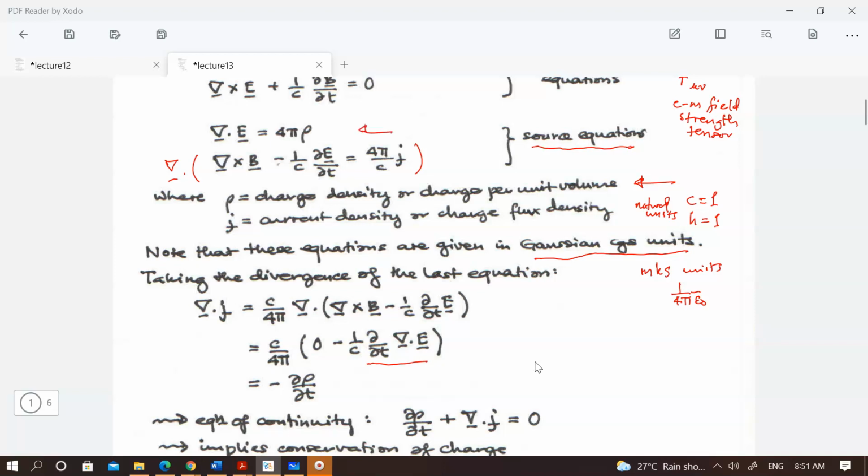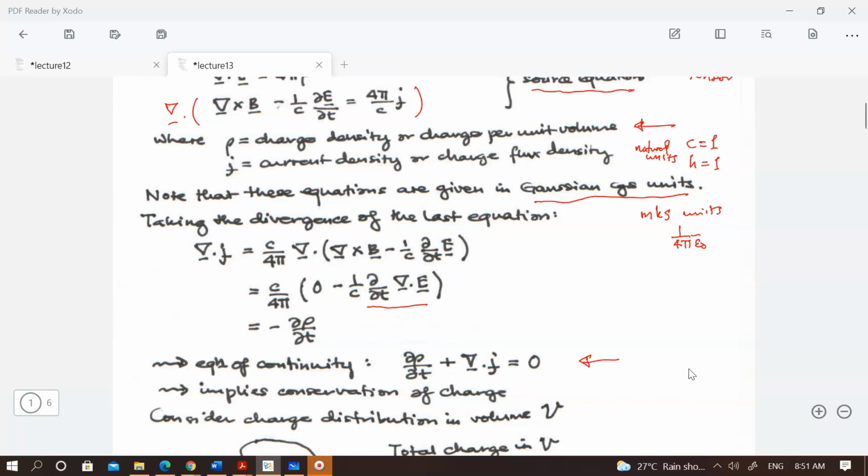And you can replace that by your charge density, and then you find that this is equal to minus d rho dt, or partial rho partial t. So rearranging this equation, you get this equation which is known as the equation of continuity. What is essentially the equation of continuity? I think you have met this before in so many different forms. This is just an equation that implies the conservation of charge.